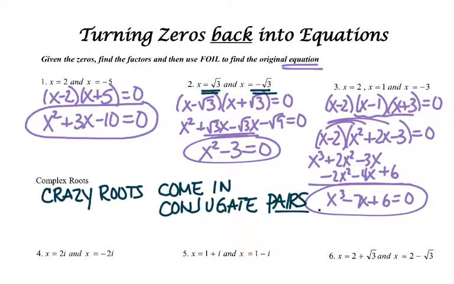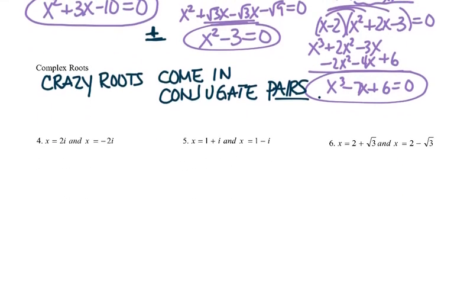Right, crazy roots come from the quadratic formula. What does the quadratic formula have right in the middle of it? Plus minus, right? That plus minus. So that's where those crazy roots coming in pairs comes from.